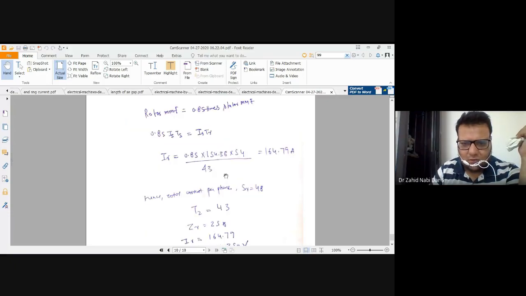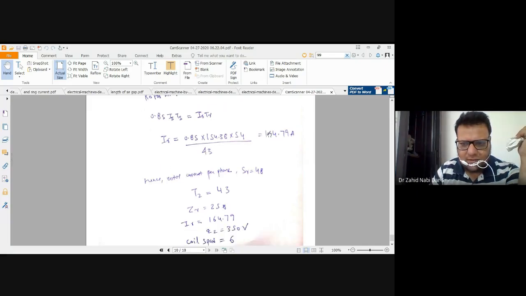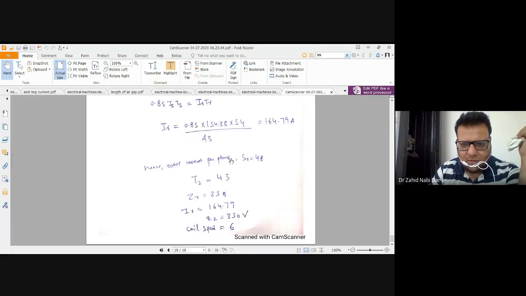Now from here, if you calculate IR, you get IR as 0.85 times IS, which you have calculated as 154.38, times TS, which is stator turns 54, divided by TR, which is 43. So you get the value of current to be 164.79 amperes. Hence the rotor current per phase is 164.79.